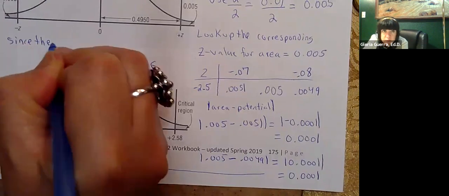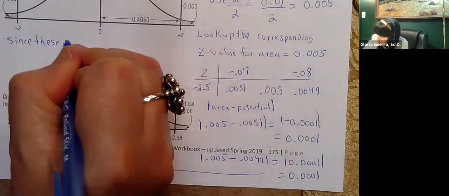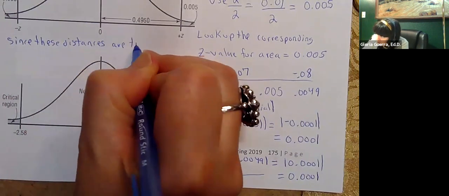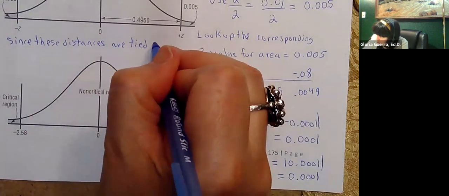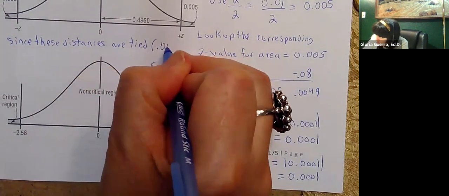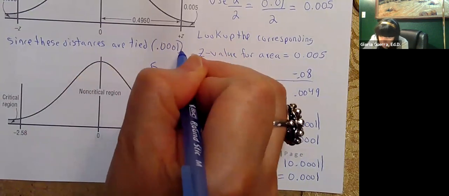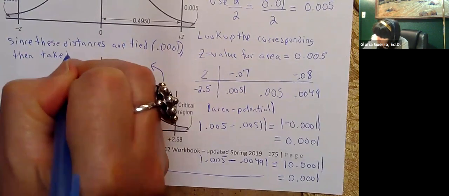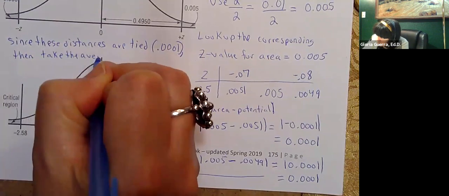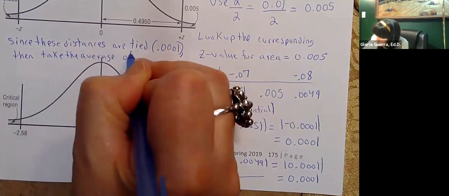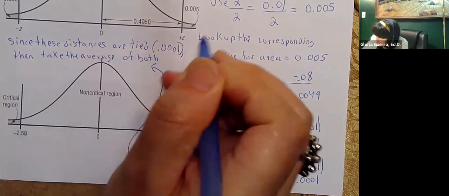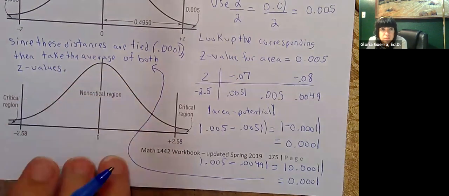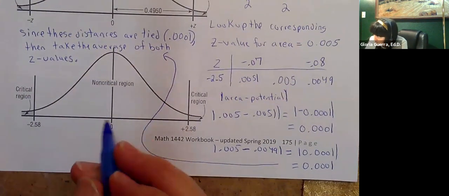Since these distances are tied, right? They're both 0.0001, right? So they're tied. Then what you want to do is take the average of both your z values.